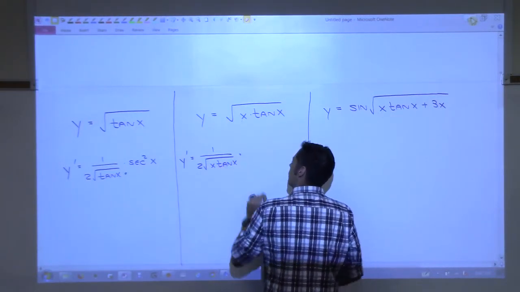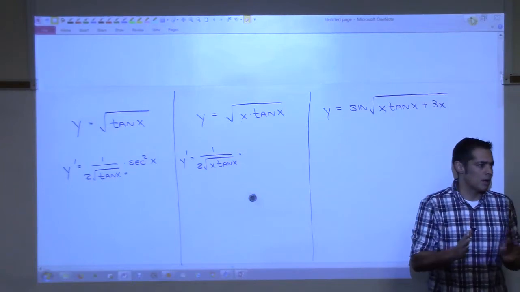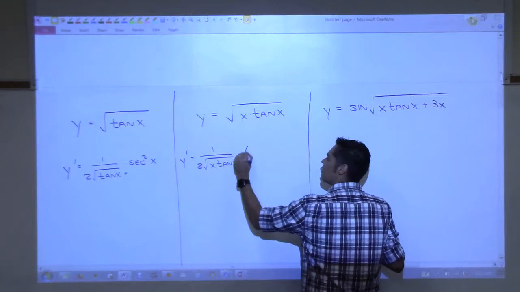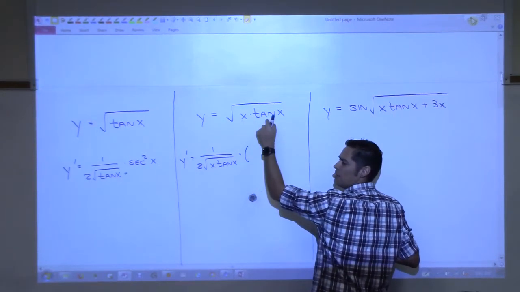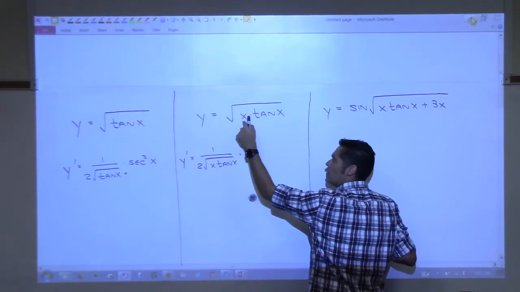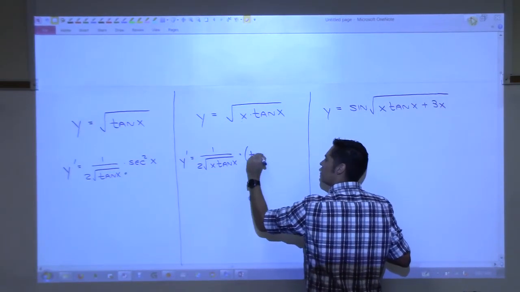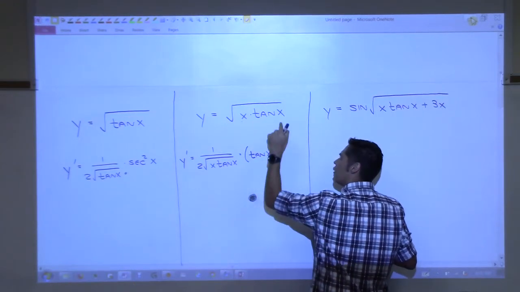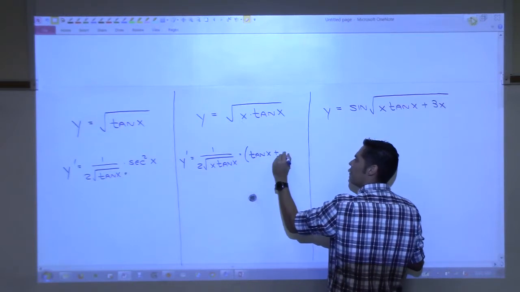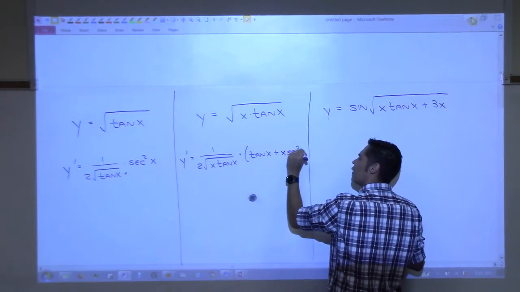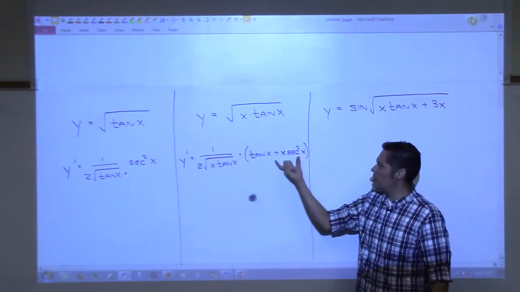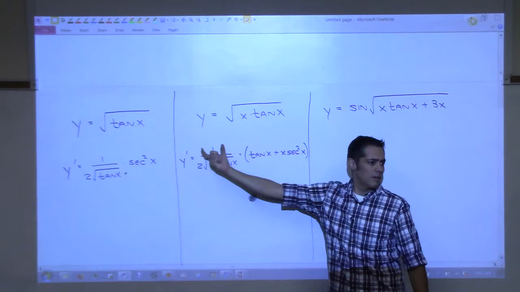But then times, now, the inside, you have to do the product rule. And this needs to be in parentheses. So the product rule here is going to be the derivative of this times this plus the derivative of this times this. So derivative of this one is 1 times that, so just tangent x, plus derivative of tangent x, which is secant squared x, times x. So I'm going to put the x in front. That would be the answer here. Again, you have to have the parentheses, and then you could put this whole thing on top over here if you wanted to.